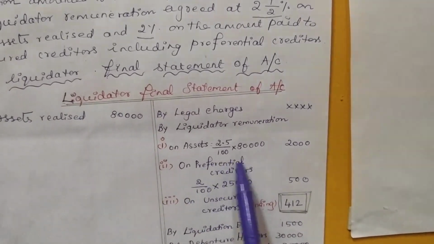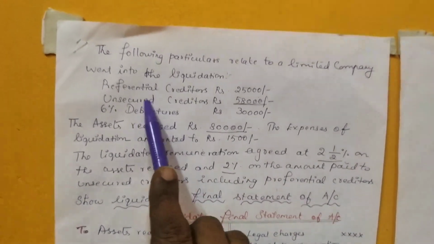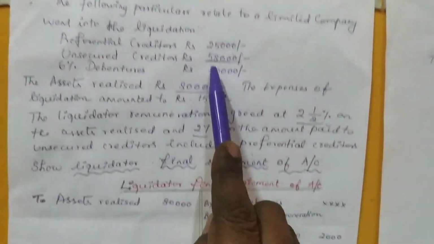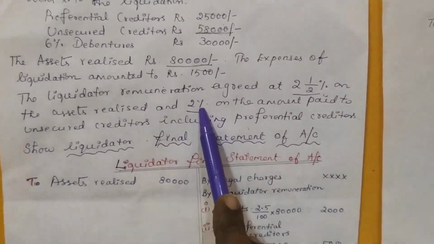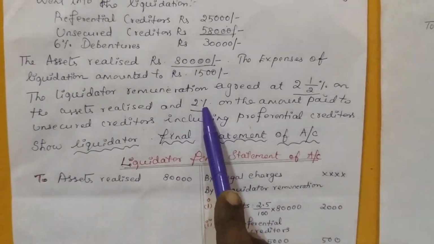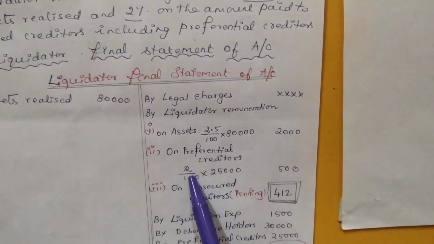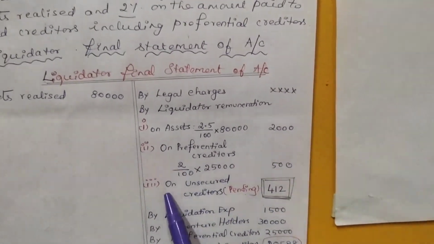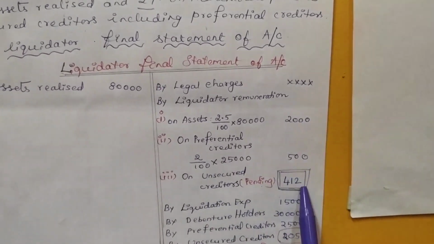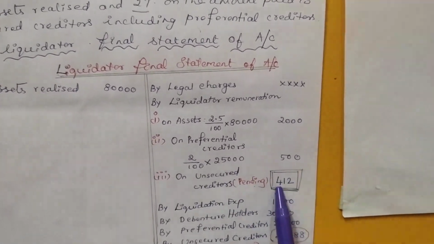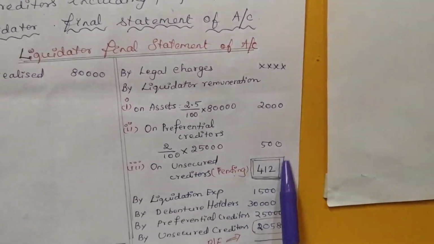Second category is on preferential creditor. Kindly note, on preferential creditor. In the sum, the preferential creditor is how much? 25,000. So on 25,000, what percentage do you have to take? 2% on the amount paid to unsecured creditor. So 2 by 100 into 25,000. Third category, on unsecured creditor. Keep this amount pending. Kindly note, this amount you keep pending.